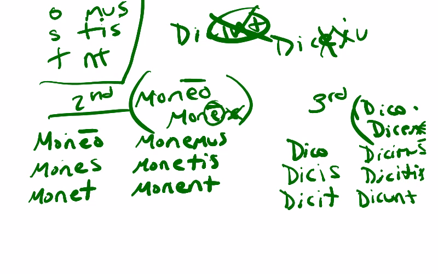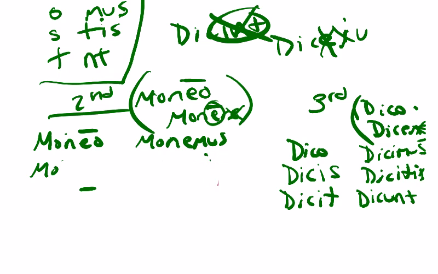And you've seen this before with words like scribo and lego, and all thirds will go like this. Scribo, scribis, scribit, scribimus, scribitis, scribunt. Lego, legis, legit, legimus, legitis, legunt. Capo, capis, capit, capimus, capitis, capunt. So all thirds will go like that. Okay? Now all we need to do is a fourth, and then we're pretty good.